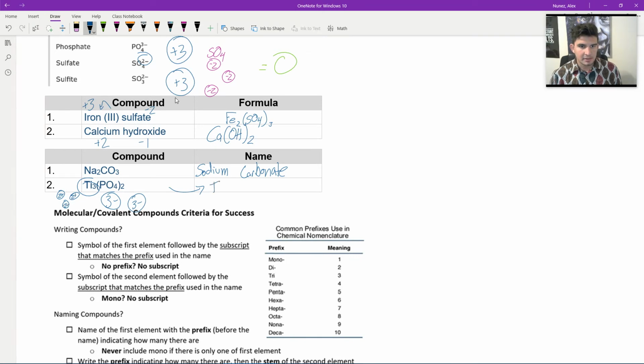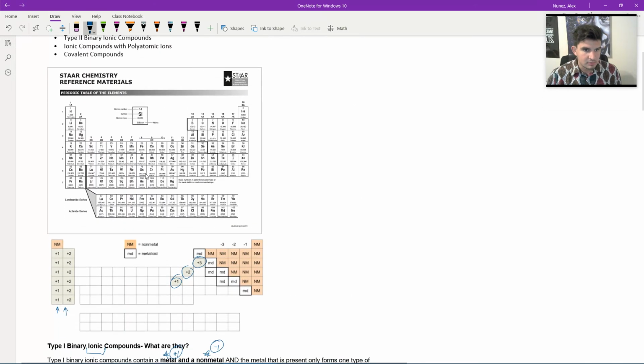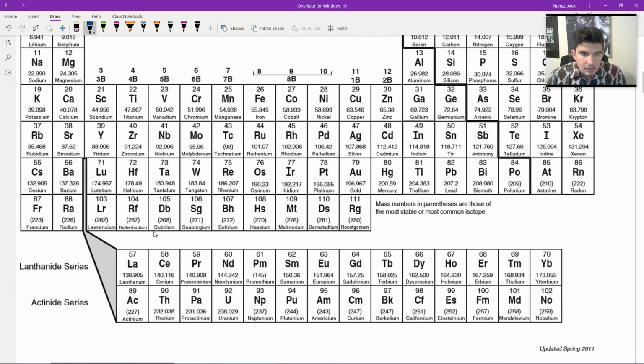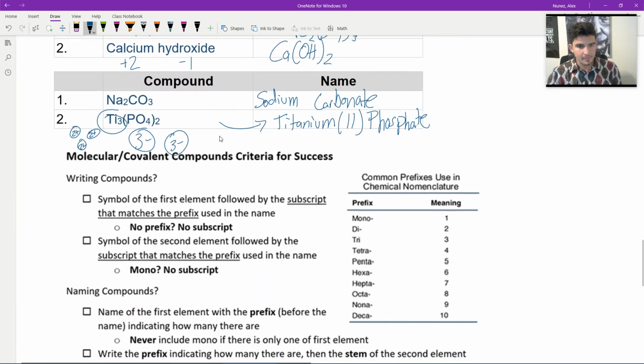So the way I would write this would be titanium, parentheses 2 to show the charge, phosphate. I need to do that with titanium because it is not a type 1 metal. Titanium shows up in the middle of the periodic table, right here in group 4 or 4b. So it does not have a fixed charge.